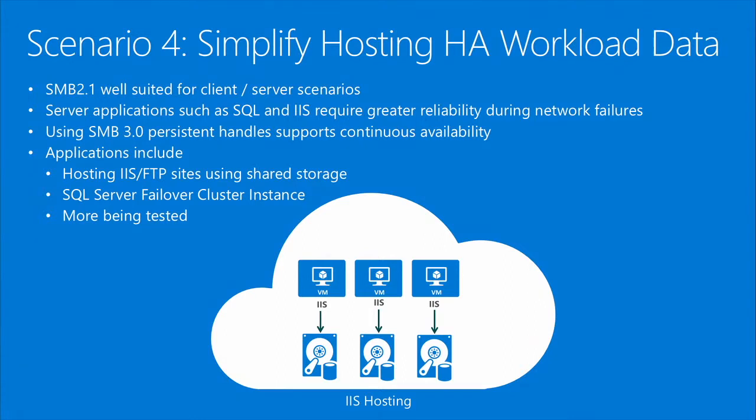The fourth scenario is typically for server workloads. Many server workloads, such as SQL Server or IIS, are dependent on reliable networks, which doesn't always exist in cloud environments. So it's for this reason, in addition to implementing SMB's encryption capability, we've implemented persistent handles, which enables continuous availability, meaning the SMB3 client now shields the dependent application from some network outages. It's now possible to host IIS or FTP websites using SMB3. Similarly, we now support SQL Server failover cluster instances. And we'll demonstrate how some of our partners are using this capability.